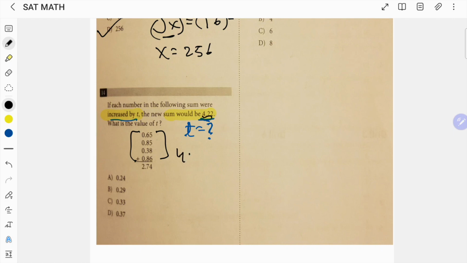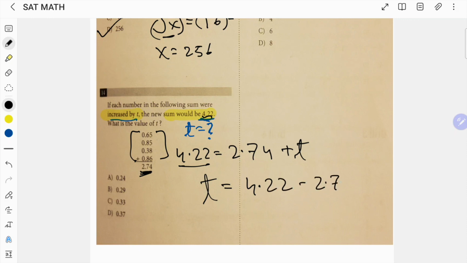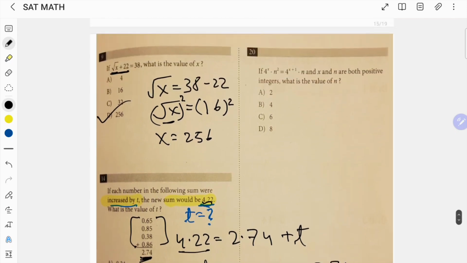So 4.22 would be equal to 2.74, which was the original sum, plus t. So if you add t to this sum, you will get 4.22. So t equals 4.22 minus 2.74, which equals 0.37. So it will be option D, 0.37.